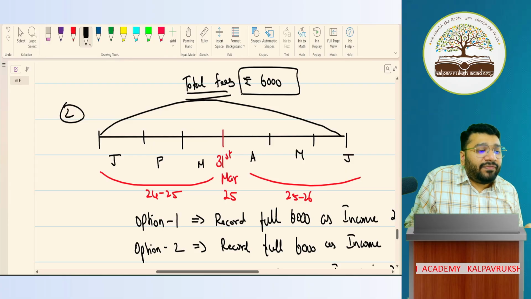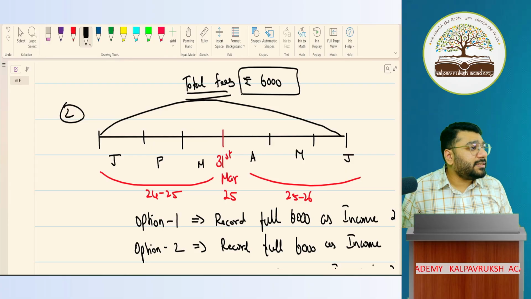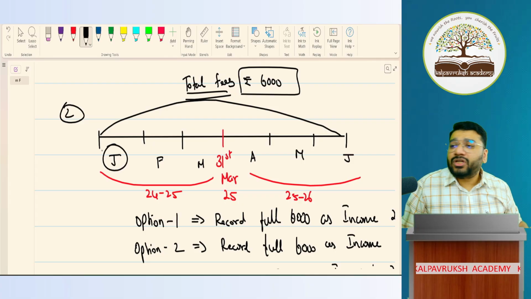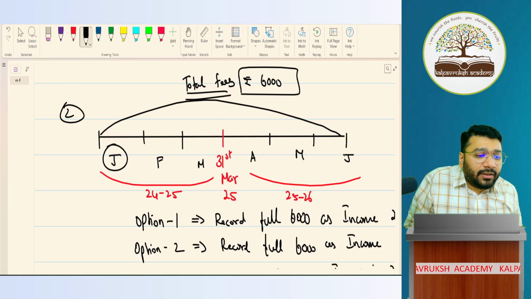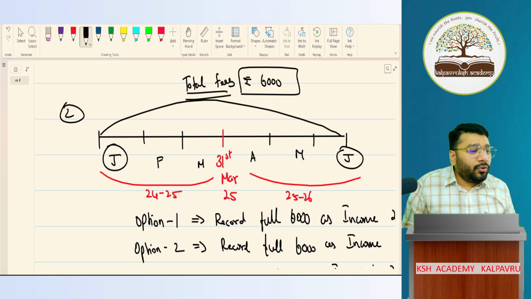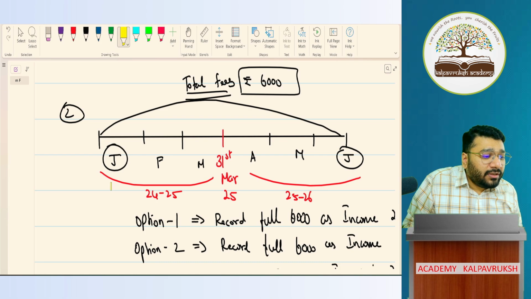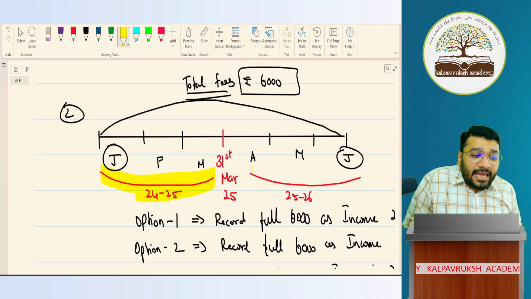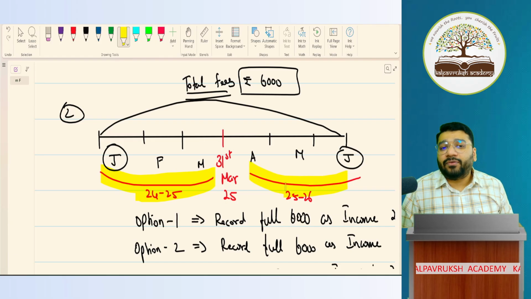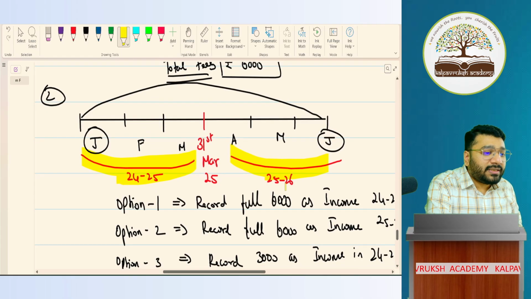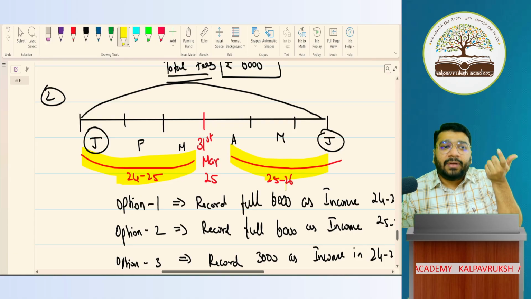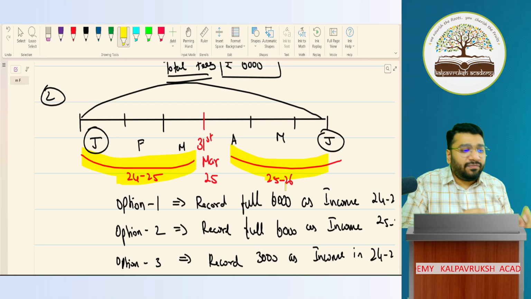Let's suppose I'm charging a fee of 6,000 rupees from students for my revision batch. January 1, the revision batch is started. It ends on, let's suppose, 30th of June. All of you know that Jan, Feb, March falls into one financial year, which is 24-25, whereas April, May, June falls in financial year 25-26. Now, the service for the 6,000 rupees is given in 2 financial years, 3 months of one financial year and 3 months of the other financial year.